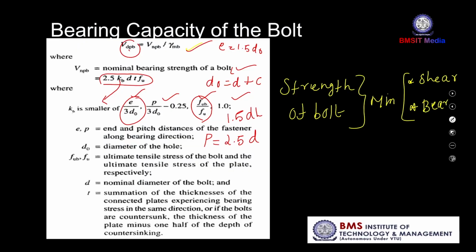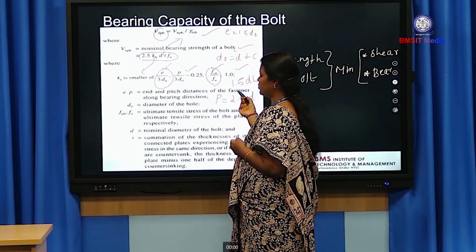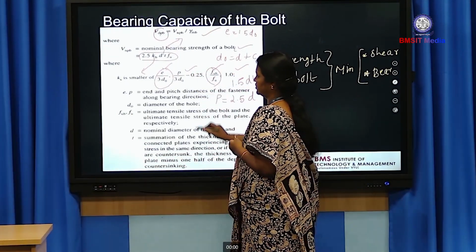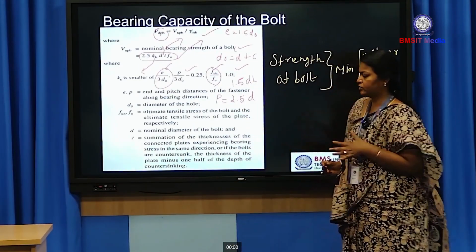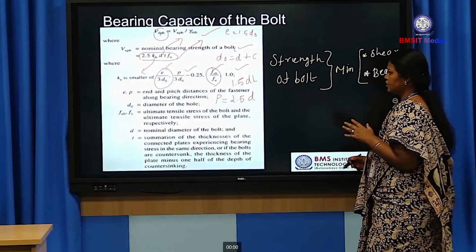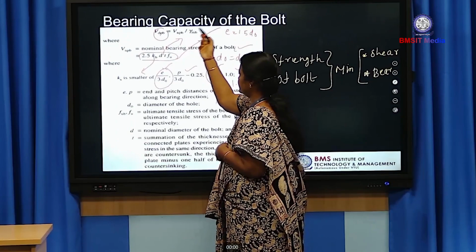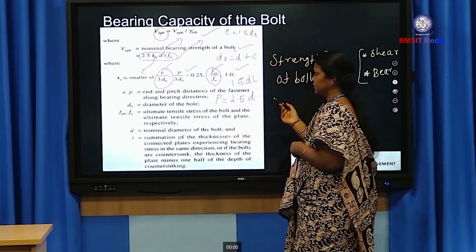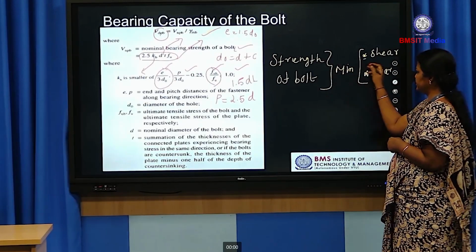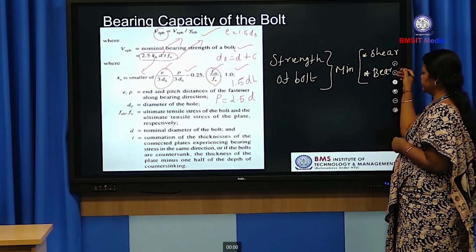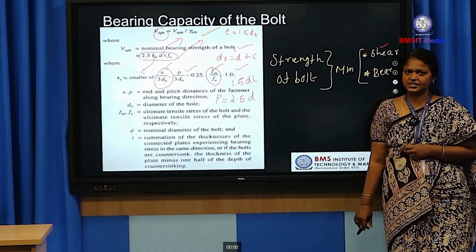Next, d is the nominal diameter of the bolt, and t is the minimum thickness. f_u is the ultimate tensile strength of the plate. After finding this, substitute here and divide by 1.25, and we can easily find out the V_dpb. After that, find out the strength of the bolt using this condition, the minimum value among the shear capacity of the bolt and the bearing capacity of the bolt. Okay, we will see in the next class.